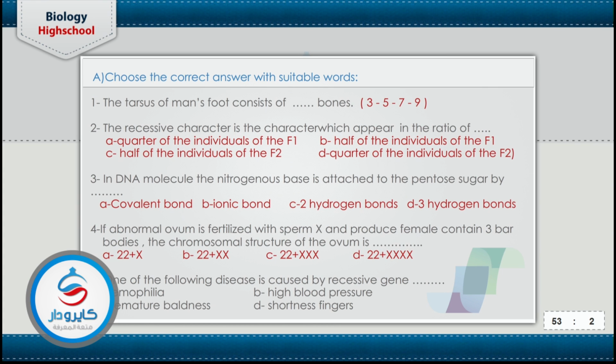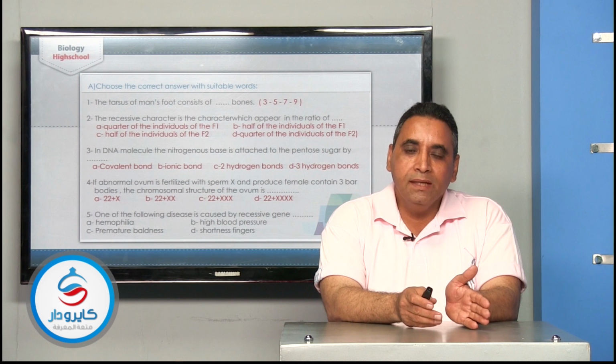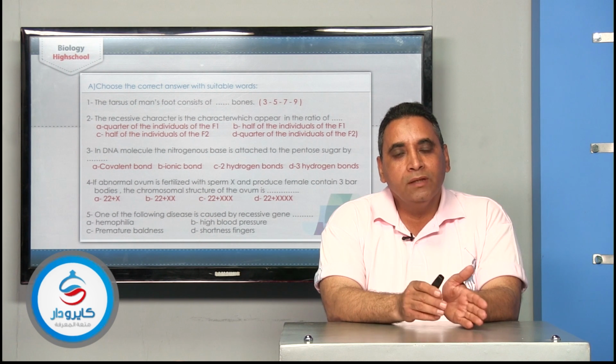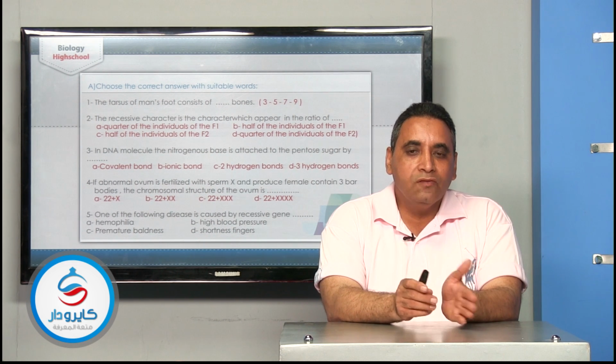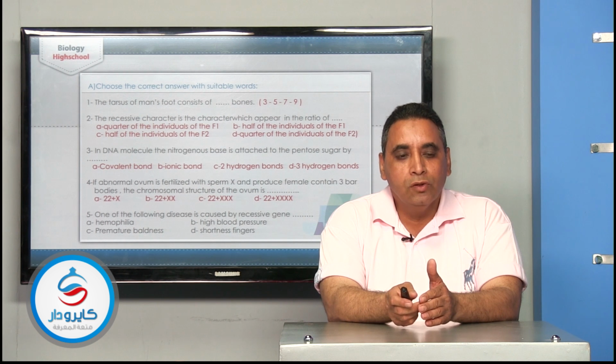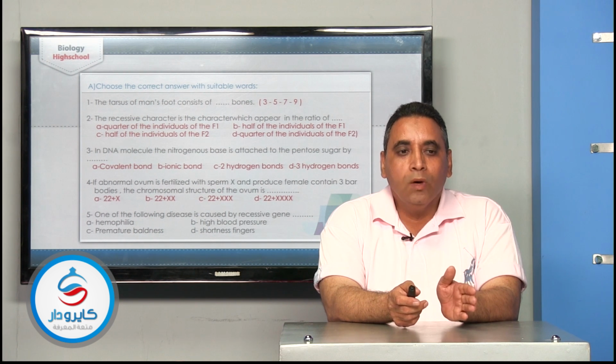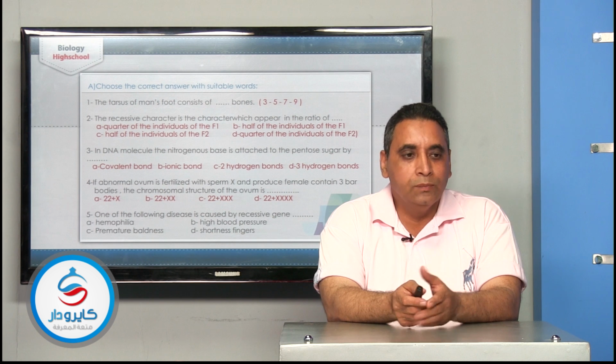The next question. The recessive character is the character which appears in the ratio of: number A, a quarter of the individuals of the F1; number B, half of the individuals of the F1; number C, half of the individuals of the F2; number D, a quarter of the individuals of F2. When it asks us about the recessive character, we know that in F1 it is 0%, and in F2 it is 3 dominant to 1 recessive, which means 25% or a quarter in F2. So the right answer is D, a quarter of the individuals of F2.